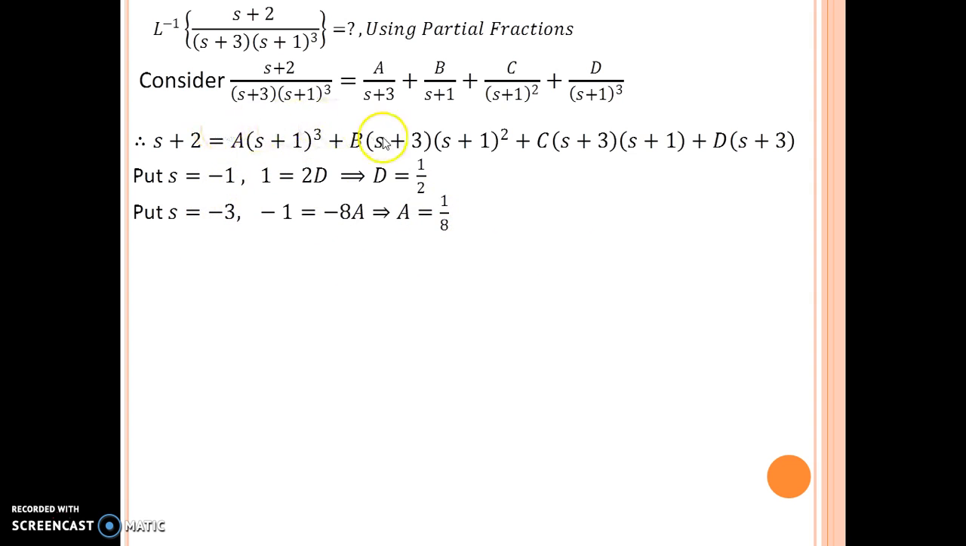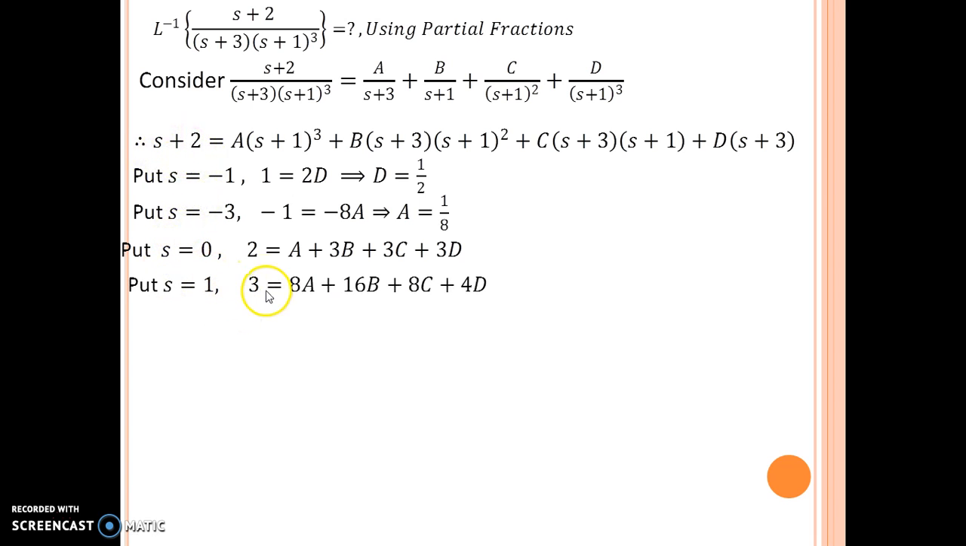Now there are no other roots left, so you can put random values. Randomly I will take the value 0, so I'll put s equals 0. It simplifies my work. So when I put s equals 0, I obtain one equation. There are 4 terms over here. Next I'll put another random value, say s equals 1, then I obtain 3 equals 8A plus 16B plus 8C plus 4D, where you have to put s equals 1 in this equation, on both the sides.